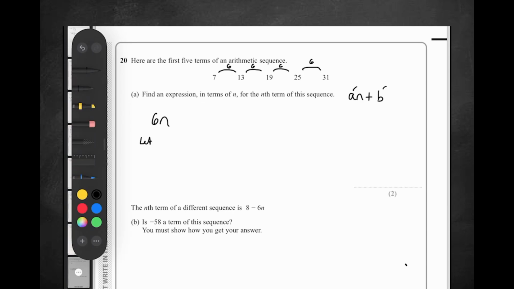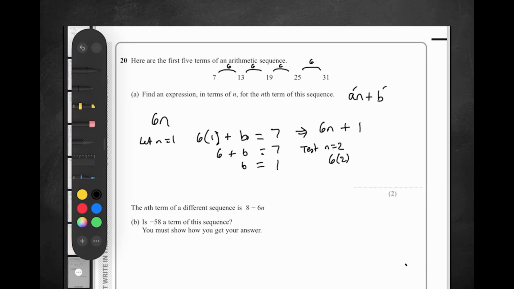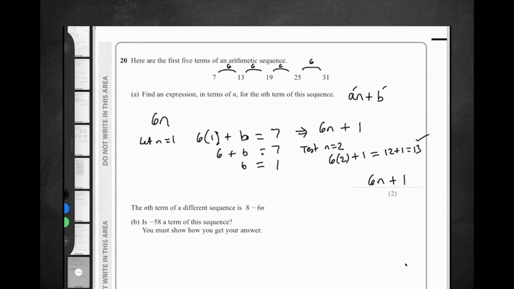So let n equal 1, 6 times 1, plus b. Let's just make this a little bit nicer. 6 times 1 plus b equals 7. So 6 plus b equals 7. So b equals 1. Therefore, I'm suggesting our sequence is 6n plus 1. I'll test n equals 2. So 6 lots of 2 plus 1, 12 plus 1 equals 13, which works. So our sequence is 6n plus 1.